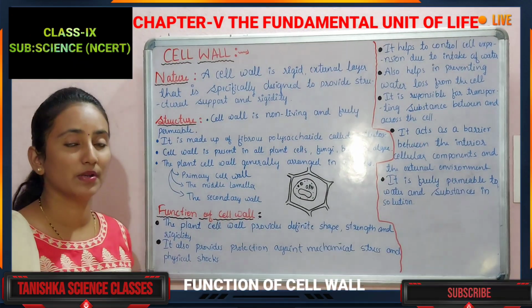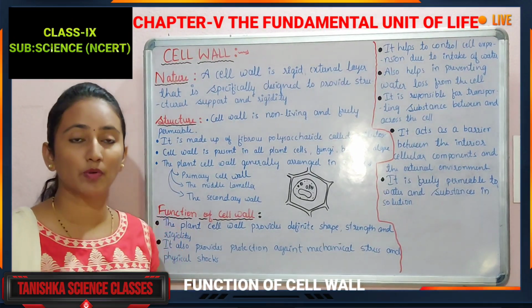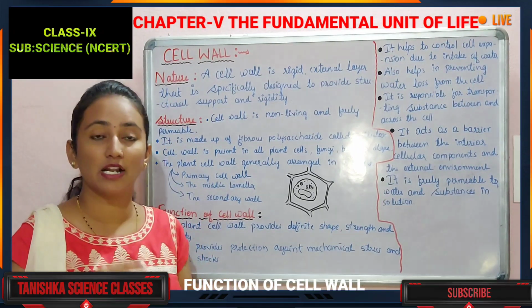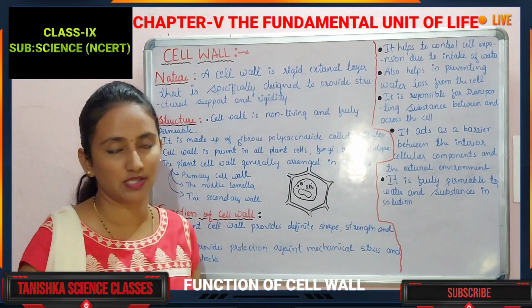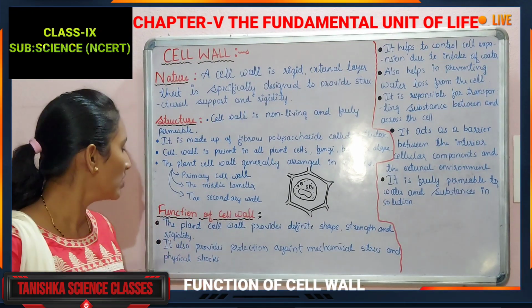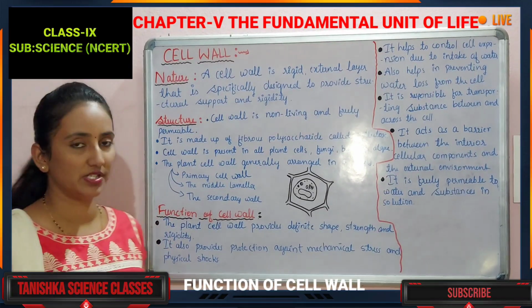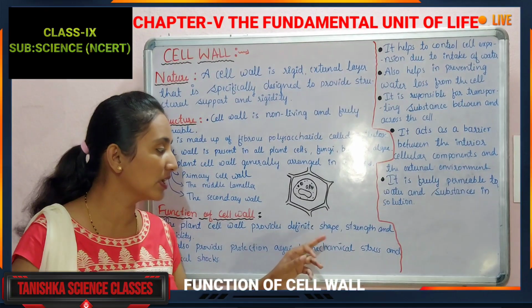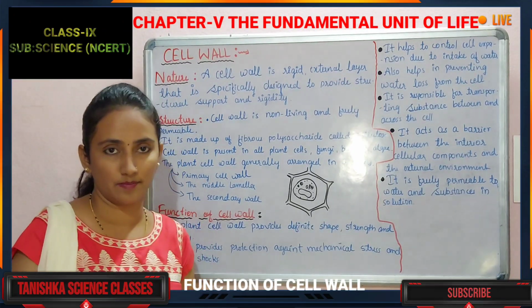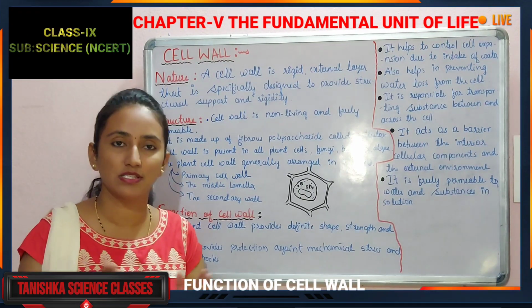Next we will study in detail the functions of the cell wall. You already know the main function of the cell wall is protection for the cell, and it also gives strength to the cell. Let us see some of the functions I have written on the board. The plant cell wall provides a definite shape, strength, and rigidity to the cell.